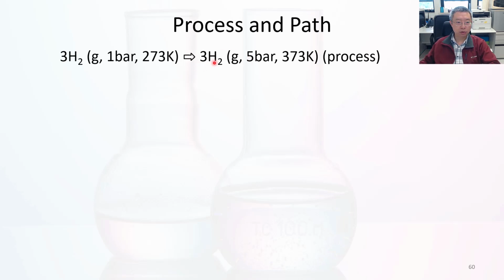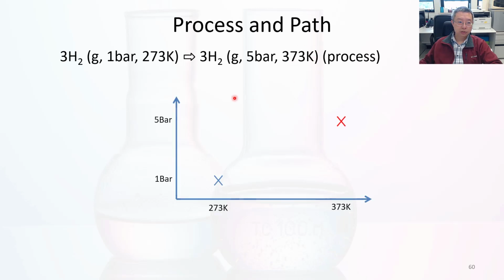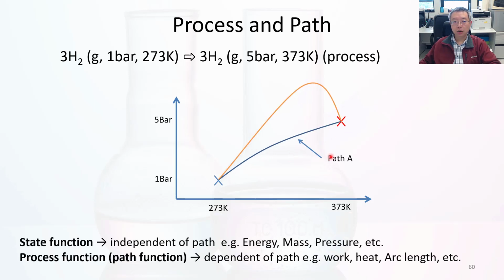So there's no chemical reaction, still the hydrogen gas, but the pressure goes higher, and the temperature is also higher. So we can draw a graph like this. Starting from this point, the temperature and the pressure go to this point, higher temperature, higher pressure. It can go from here or from here. These are the 2 possible paths, A and B.